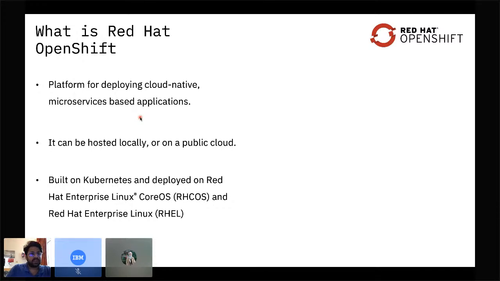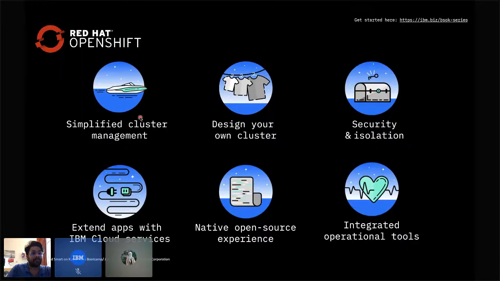So it allows you to deploy all your applications and manage them all together, making sure that since it's a microservice-based application, all the microservices need to communicate with each other. And basically Red Hat OpenShift, which again is built on top of Kubernetes, helps you do that.